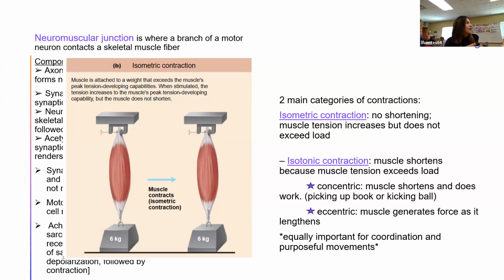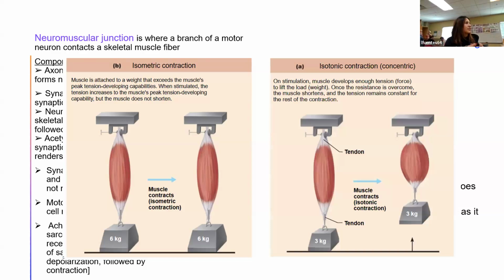So on the left, we have isometric, and this is that isotonic contraction, specifically concentric. So we can see that the muscle contracts, and this would be the big difference between the two. I, again, would be able to define the two and then be able to identify it. So if they were to take this top part away, knowing that this is an isometric contraction and this is an isotonic or concentric contraction.